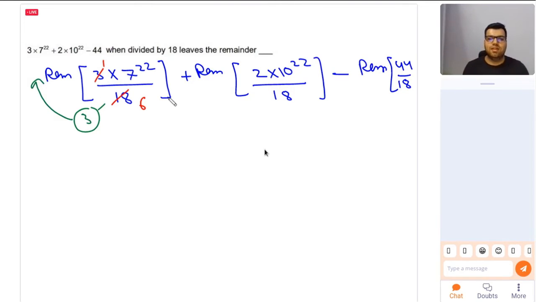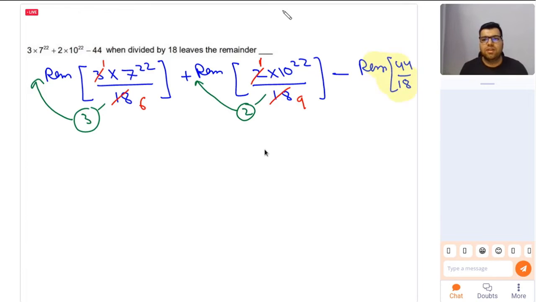Great. Second part. So here the temptation is, we want to factor out 2. So 2, this becomes 1, this becomes 9. So I factored out 2 from both numerator and denominator. So I will take out 2 and put it on the left of the REM function. And this thing.